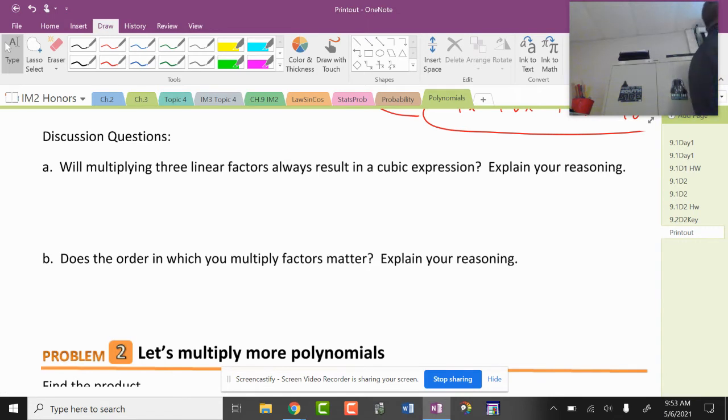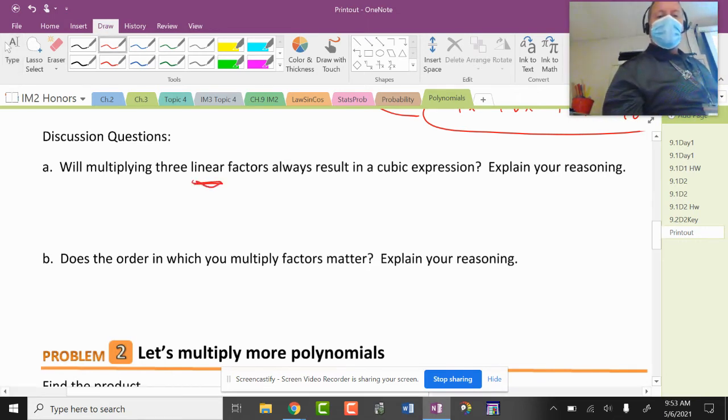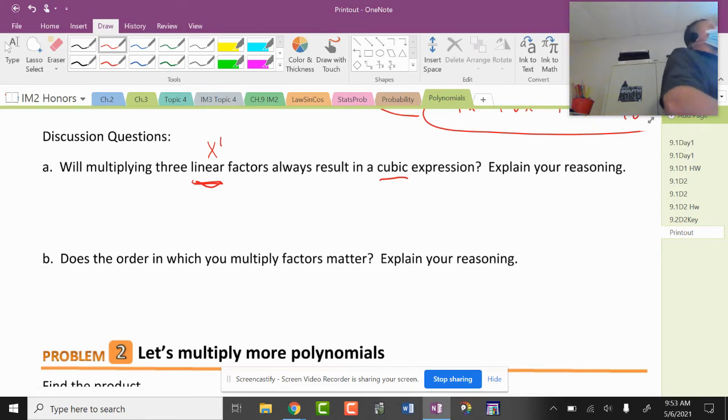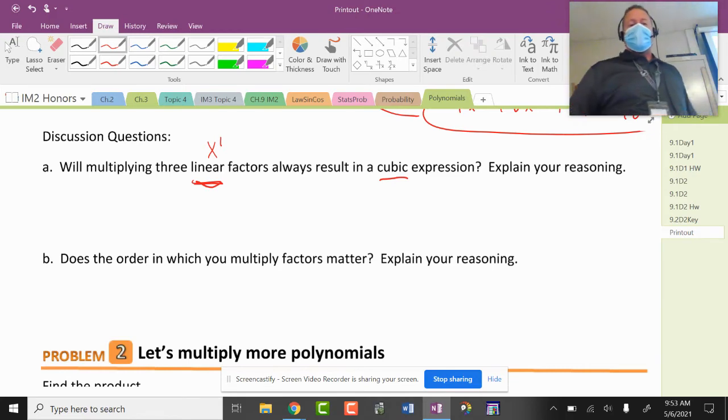Reverse the situation. All right. Well, multiplying three linear factors. Linear means x to the first is the highest degree in the parentheses. Result in a cubic expression. The answer is absolutely. All right. Because x times x times x is x cubed. That means every factor has an x to the first in it.